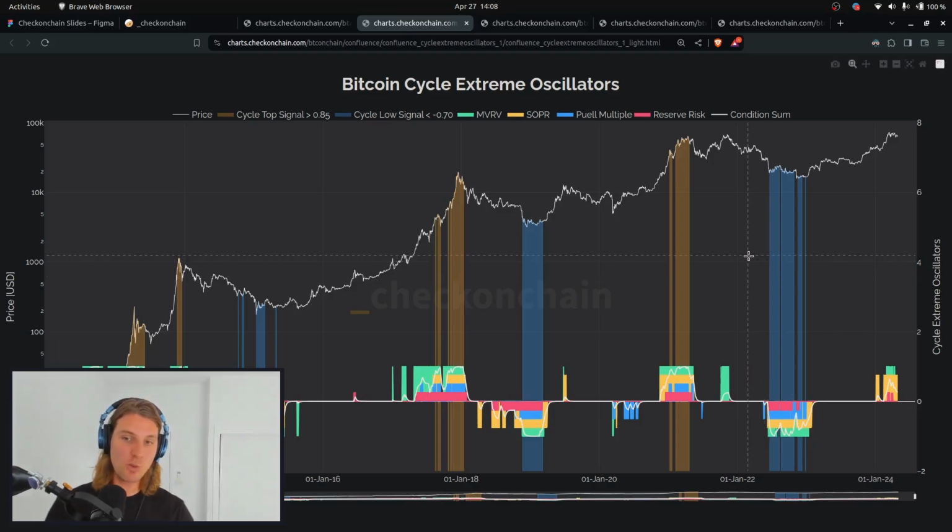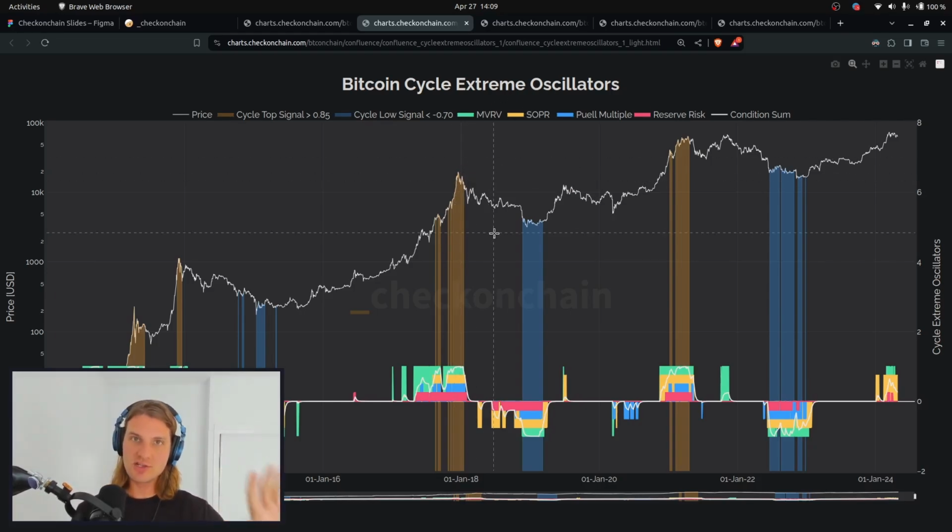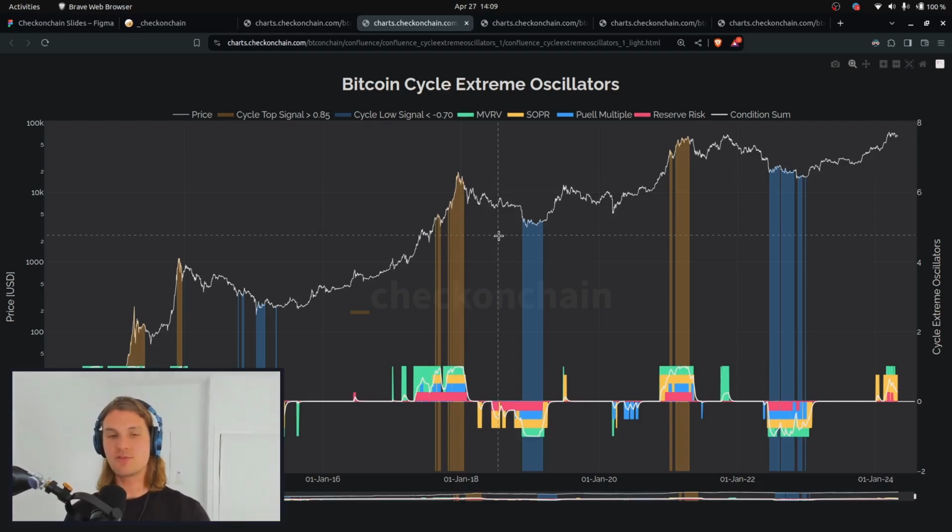And this one here, which I will do some updates to, is the same concept. MVRV: are people in a lot of profit? SOPR: are they taking a lot of profit? Puell Multiple: are the miners making money hand over fist? And reserve risk: are the hodlers distributing their positions? When all four of these light up, this thing will turn orange. So you can start to look for confluence between a couple of these different things.